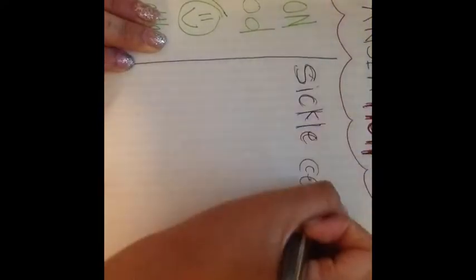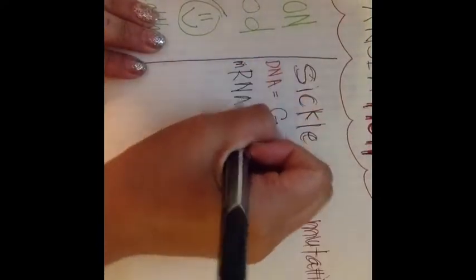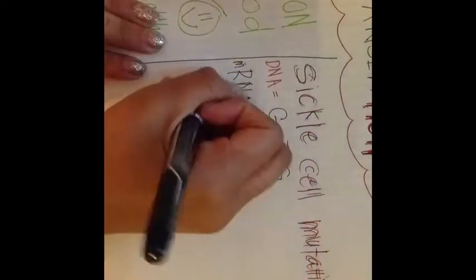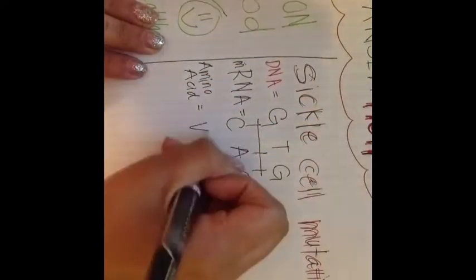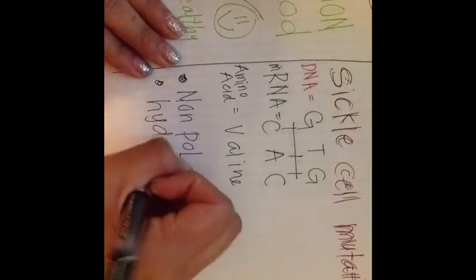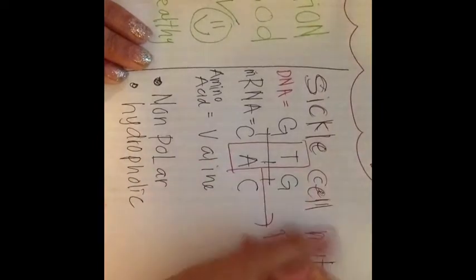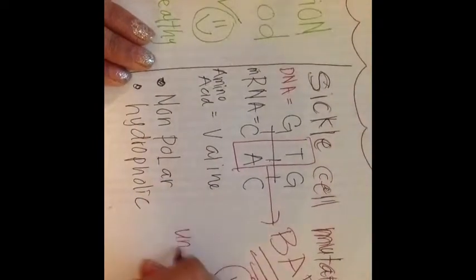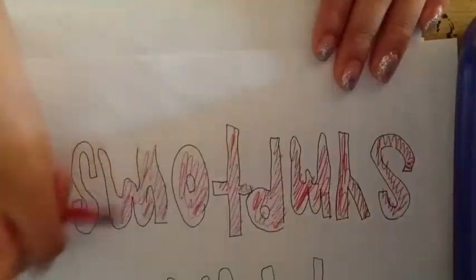And then for the sickle cell, we have GTG, that's DNA, and then the mRNA is CAC. As you can see right here, that T was coded for something else. Then our amino acid is valine, which is non-polar and hydrophobic, and this is the bad one. As you can see, these two pairs are different.